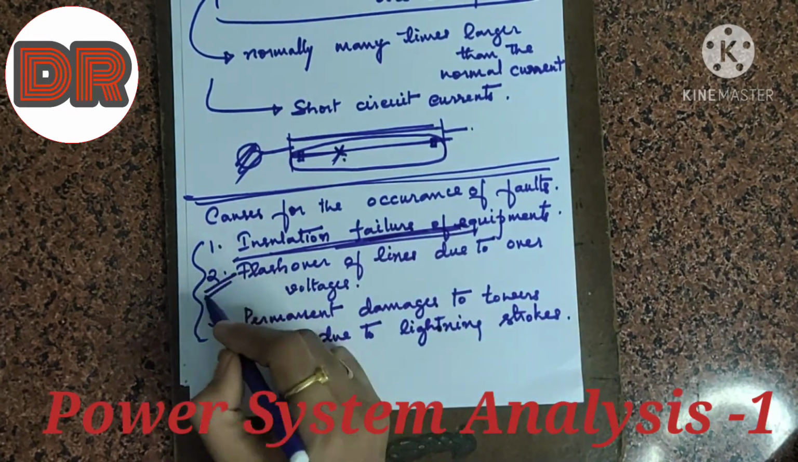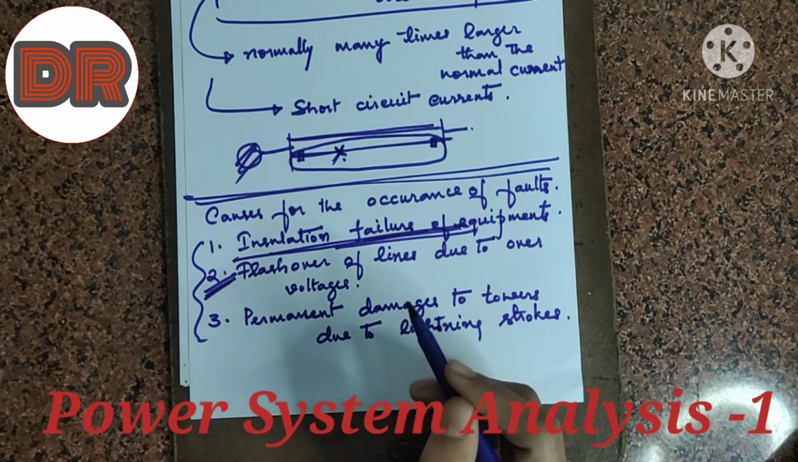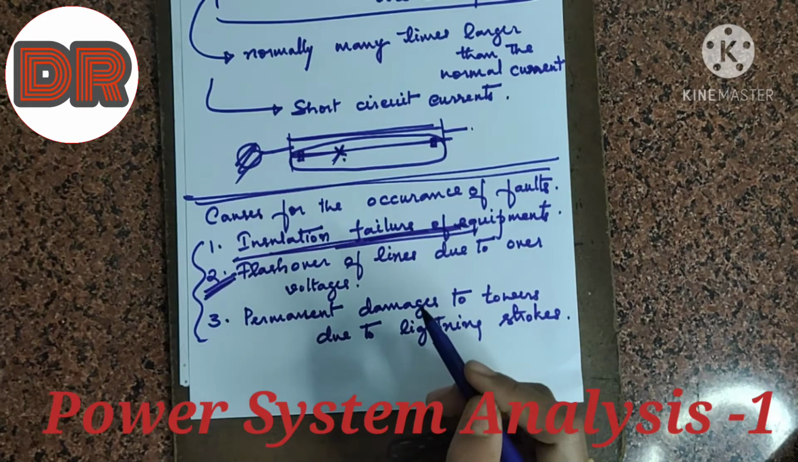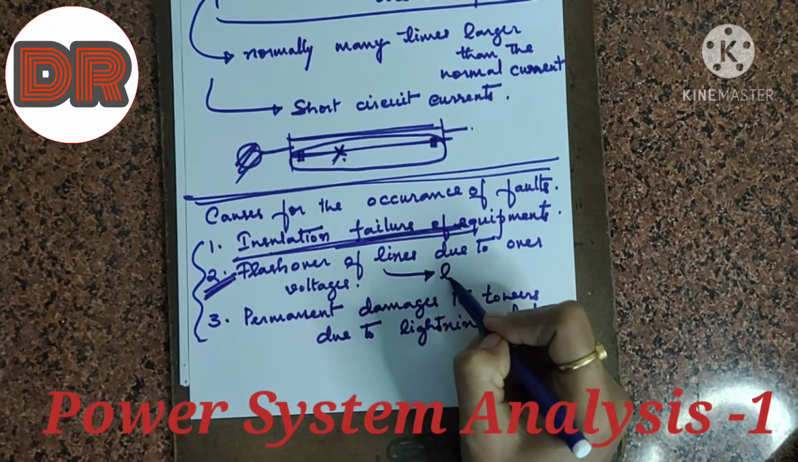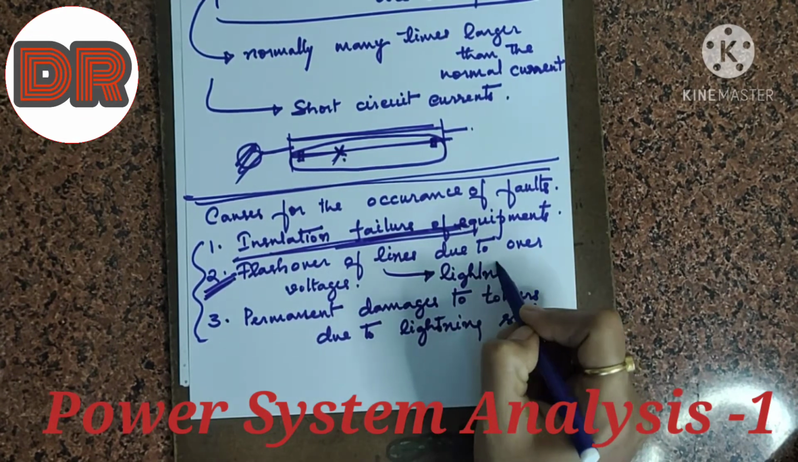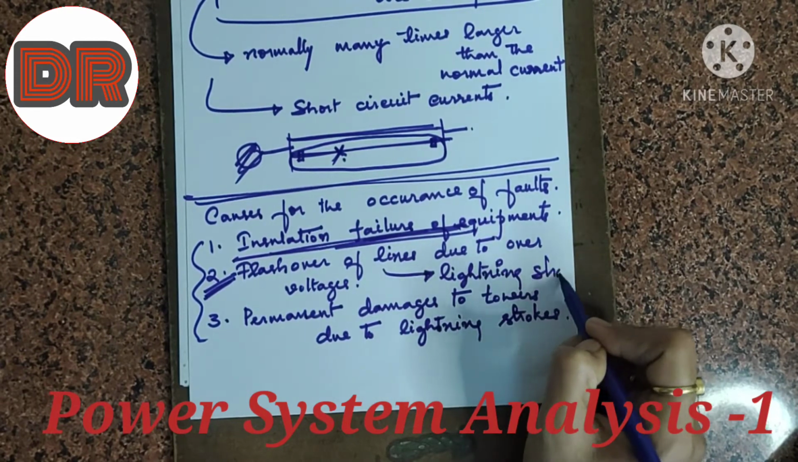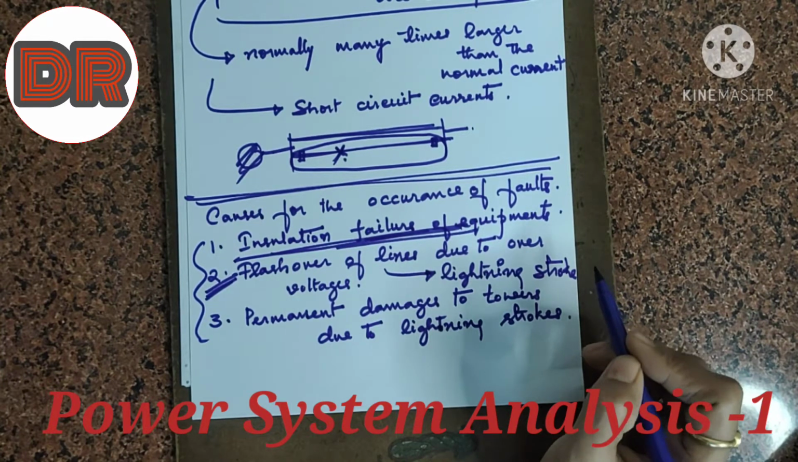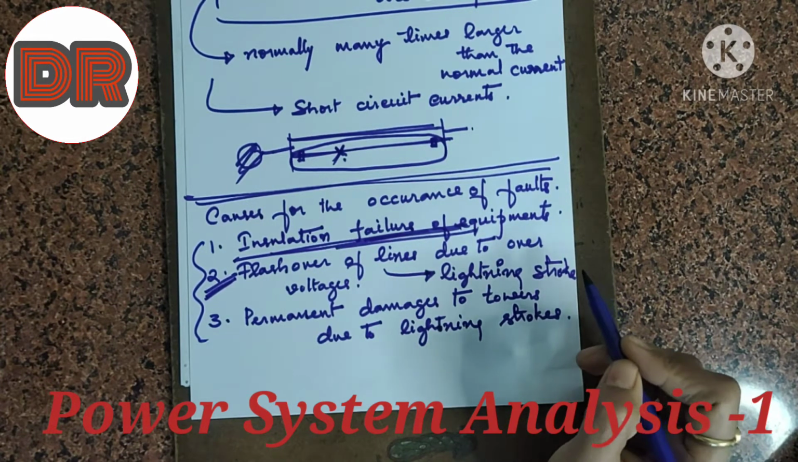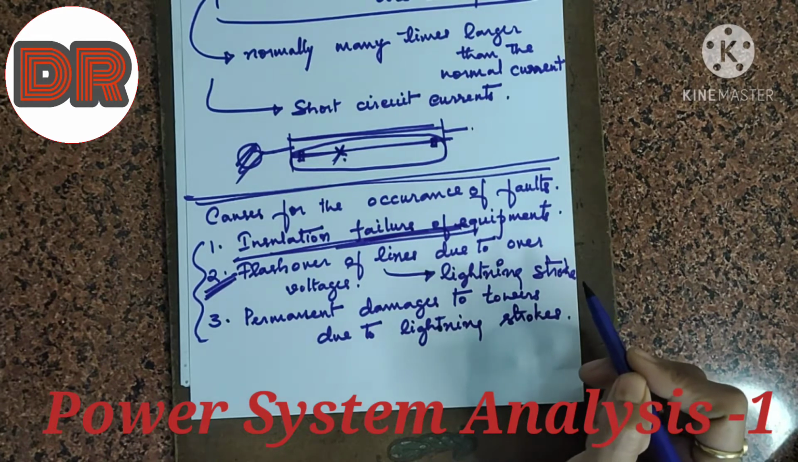And the second thing which we can tell is due to the flashover of lines. Now how does this happen? Flashover of lines happens due to over voltages. And these over voltages are caused by what? These over voltages are caused by switching surges, or I can say lightning strokes. So when there is lightning, there will be a very high voltage or over voltage. Due to this, flashover can happen. So flashover is nothing but a short circuit or a fault.